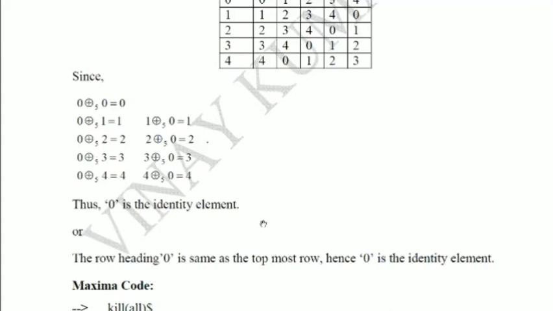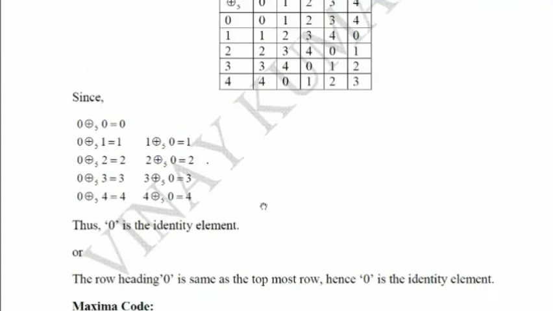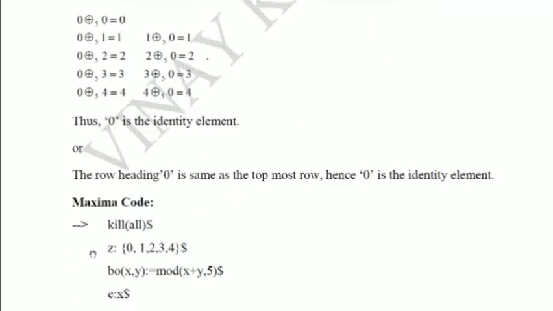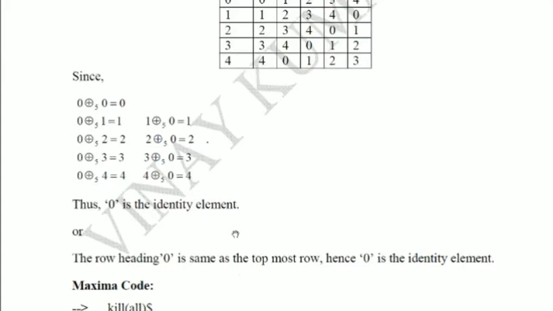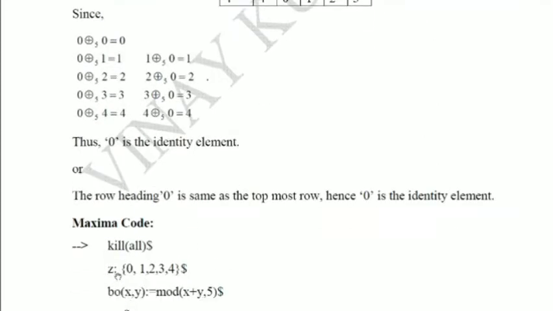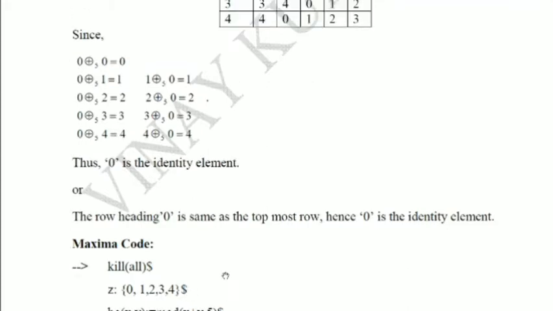Then, how to write this one in Maxima? Very simple. So, as usual, first I'll write kill all to kill all the temporarily stored values. Then I'll call this set. What is your set? Z5. Simply I'll write Z. What are the elements of the set? Since it is a set, I'm writing within flower brackets 0, 1, 2, 3, 4. I don't want to display this, so I'll put a dollar sign.